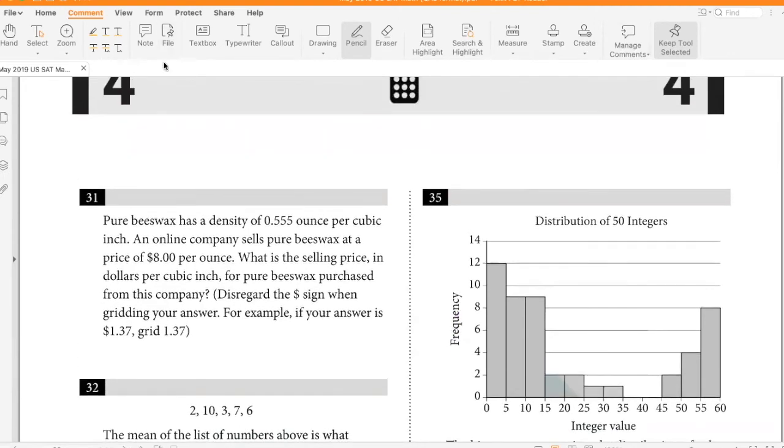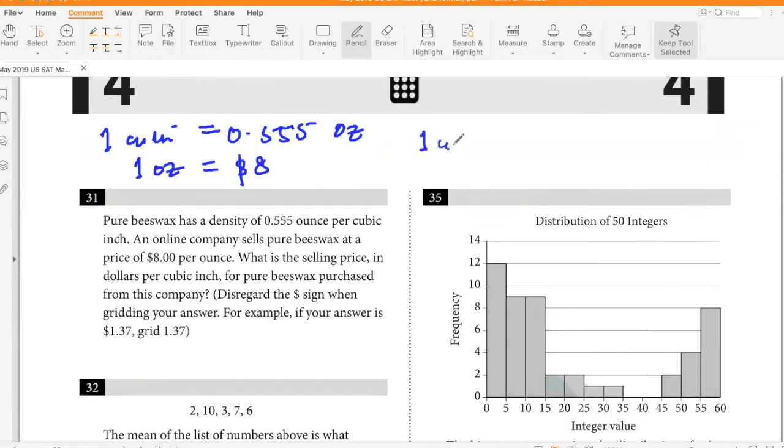Okay, so 1 cubic inch is 0.555 ounces and 1 ounce costs $8. So 1 cubic inch will cost 0.555 times $8, which is 4.44, right? So 4.44 is the price of the beeswax per cubic inch.